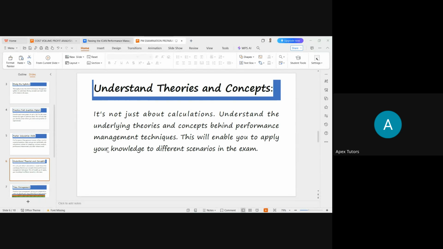You understand? So understand theories and concepts, benchmarking, and the BCG matrix. Understand them: cow, bull, star, all those concepts you've learned in CSME are also in PM, just-in-time systems, costing concepts. So it is not just about calculation. Understand the underlying theories and concepts behind performance management techniques, and this will enable you to apply your knowledge to different scenarios in the exams. So this is very key. On every topic, the concept is what you need.